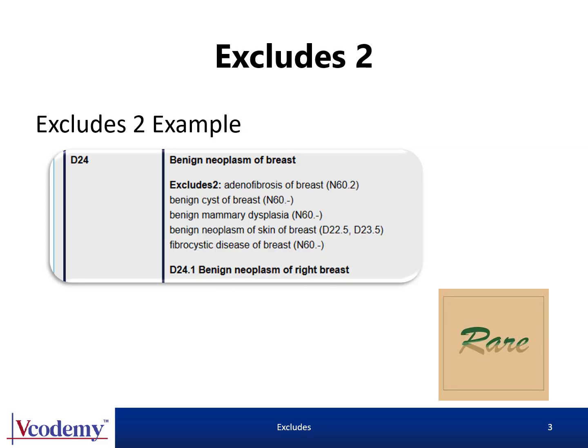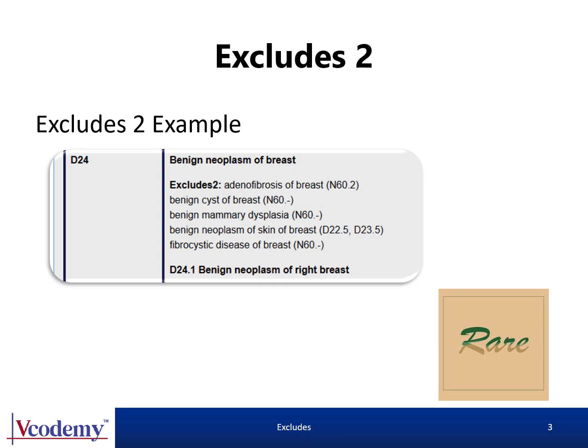In this slide, you can see an Excludes 2 example. D24, which is benign neoplasm of breast. The Excludes 2 conditions are adenofibrosis of breast N60.2, benign cyst of breast N60, benign mammary dysplasia N60, benign neoplasm of skin of breast D22.5 or D23.5, and fibrocystic disease of the breast N60. So that is the Excludes 2 for D24.